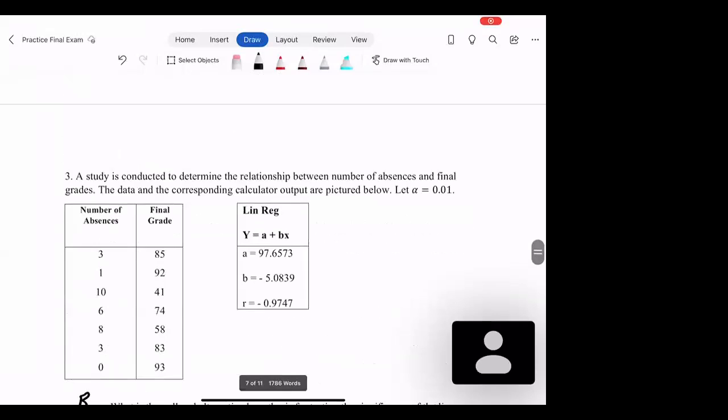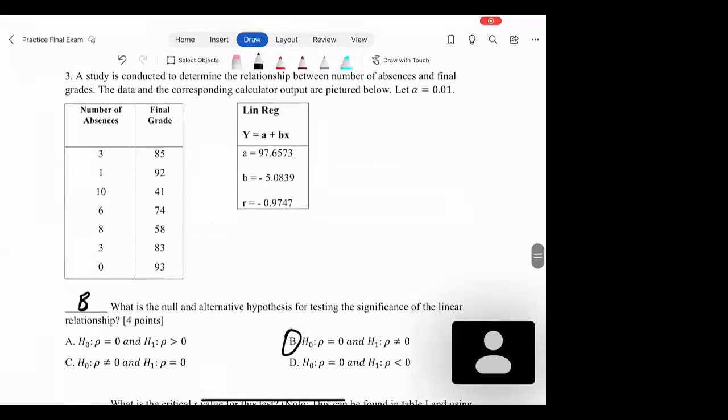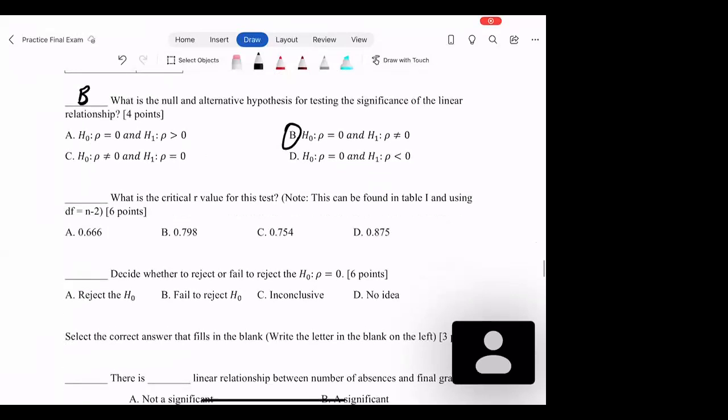What is the critical R value? And I tell you alpha is 0.01. So intersect alpha 0.01 with what degrees of freedom? 1, 2, 3, 4, 5. Yes. And if you do that, you get what? Yeah, the last one, D.